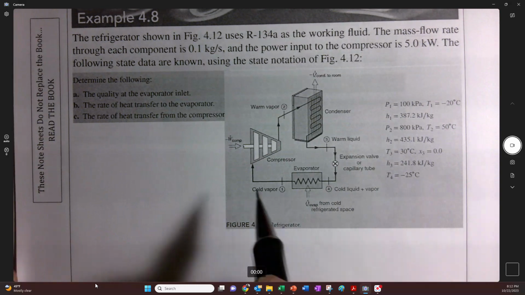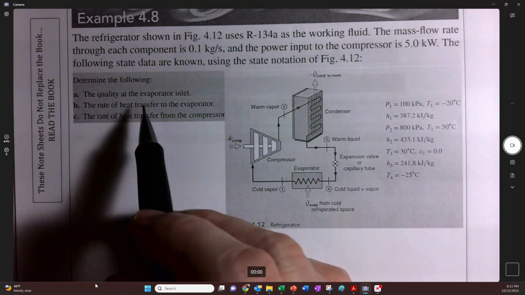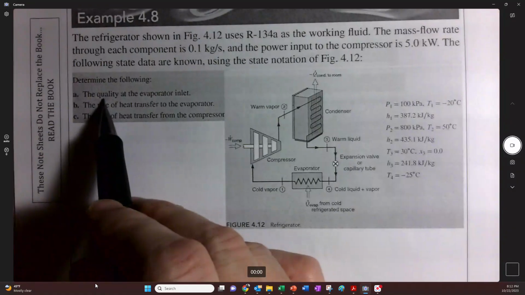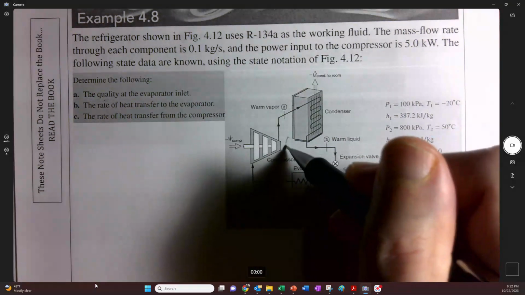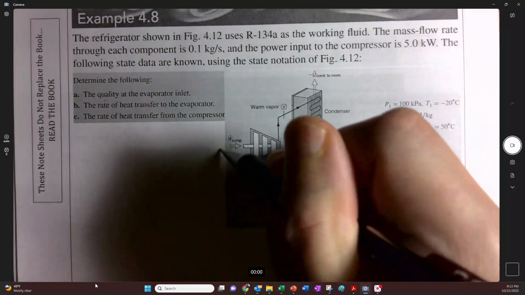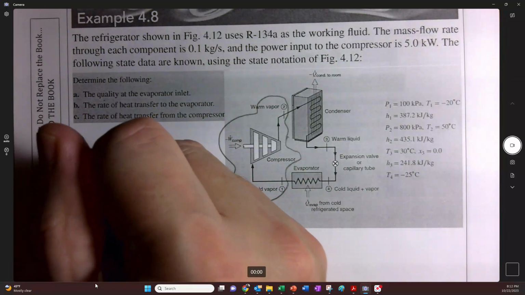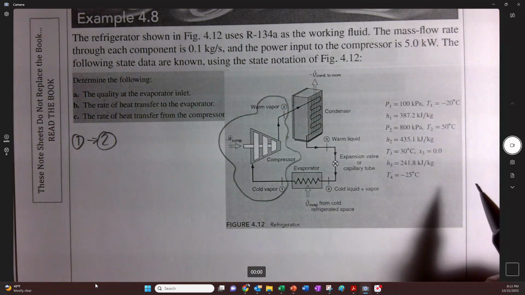All right, so the things that they want to know: the quality at the evaporator inlet. Well, let's not just jump right to that. Let's kind of walk through the cycle, which is generally what's done. So I'm going to go to the compressor first. So we're going to go between states 1 and 2.